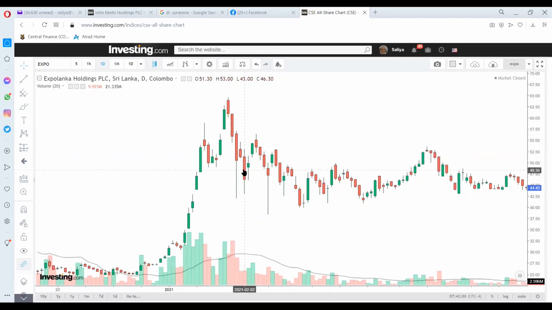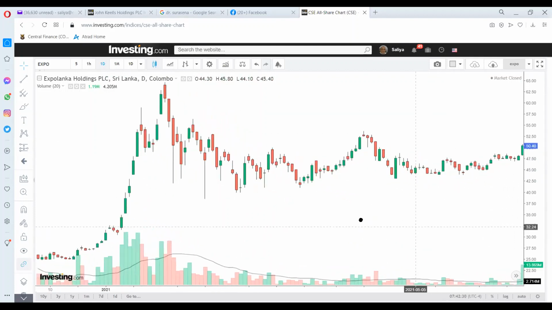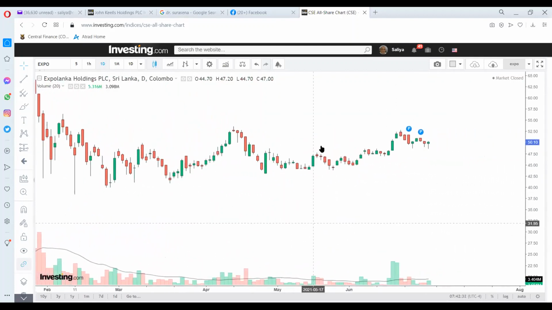But at this bearish range, during that session on the 2nd of February, the low was 43 rupees. But 2 days ago, the low was 42, right? As a result, there was a rally back up, right? So all in all, at the end of the day, what is happening to Expo Lanka right now, just by looking at the candles?